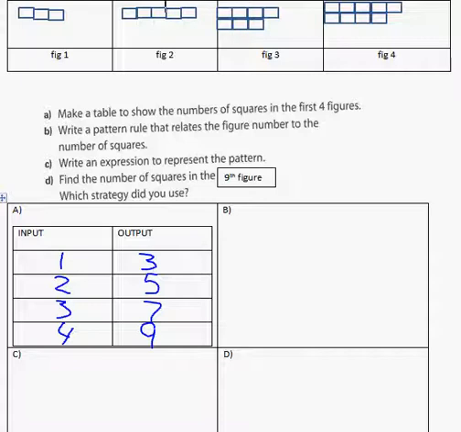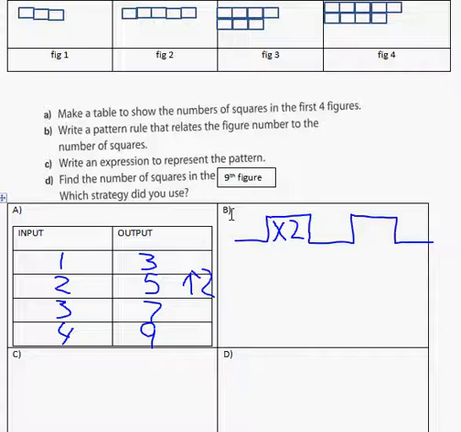Next, it says write a pattern rule that relates the figure number to the number of squares. So basically it's write a pattern rule that relates the input to the output. Well, first of all, we're going to have to figure out what our input-output machine is. And after we figure that out, then we can write our pattern rule. So when we do this, take a look at your output numbers. Your output numbers are increasing by 2 each time. So that's a hint. If it's increasing by 2, then maybe the first operation is times 2.